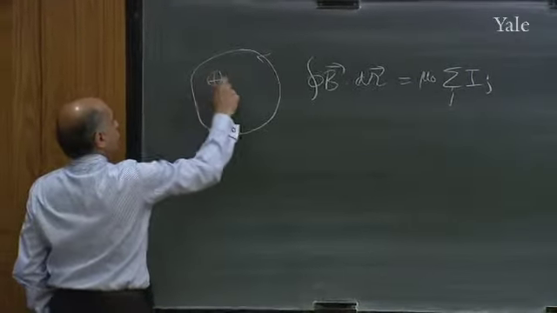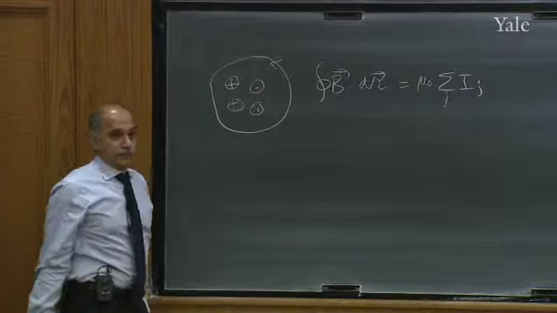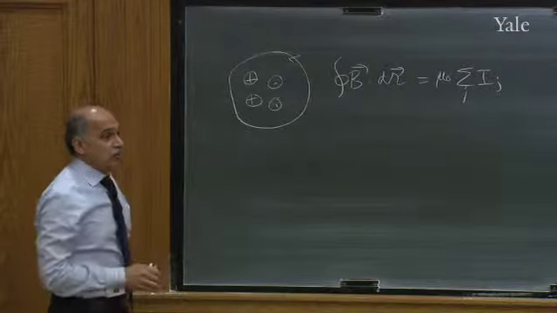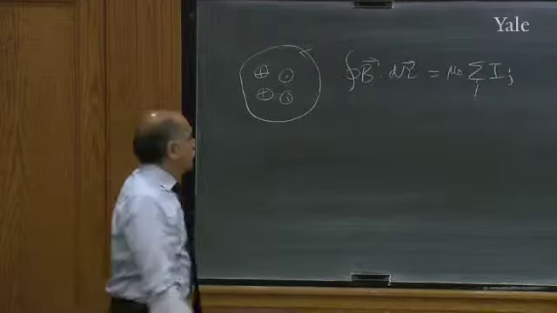So some current could be going in, some current could be coming out. The guys who are outside the loop don't contribute. Guys who are inside, who are trapped inside this, they make a contribution. That's Ampere's law.